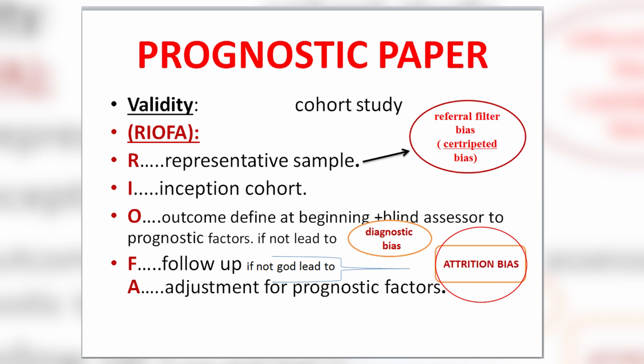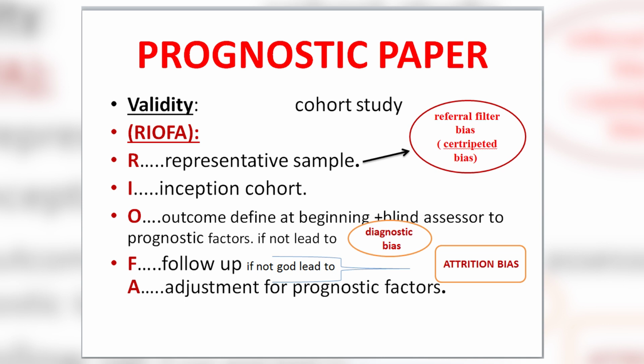Adjustment of prognostic factors. This is done by a specific statistical method called regression analysis, which joins the dependent and independent variables. If there is no representative sample, it leads to referral filter bias or selection bias. Same name: if there is no representative sample, it leads to the common type of bias in prognostic papers called referral filter bias or selection bias.